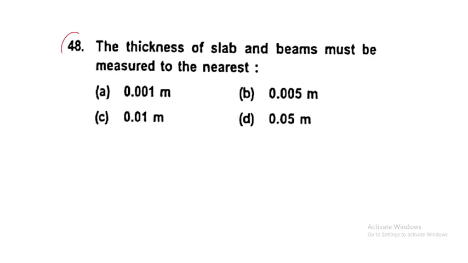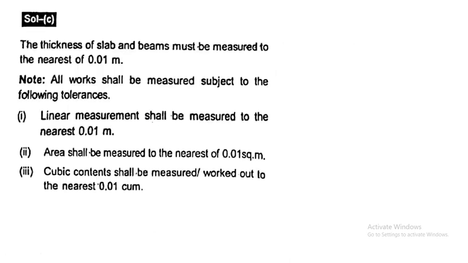Next, question number 48. The thickness of the slab and the beam must be measured to the nearest what? The thickness of the beam and slab is measured to the nearest 0.01 meter. Okay, you can take some notes. All work shall be measured subject to the following tolerance: linear measurement shall be measured to the nearest 0.01 meter. Area shall be measured to the nearest.